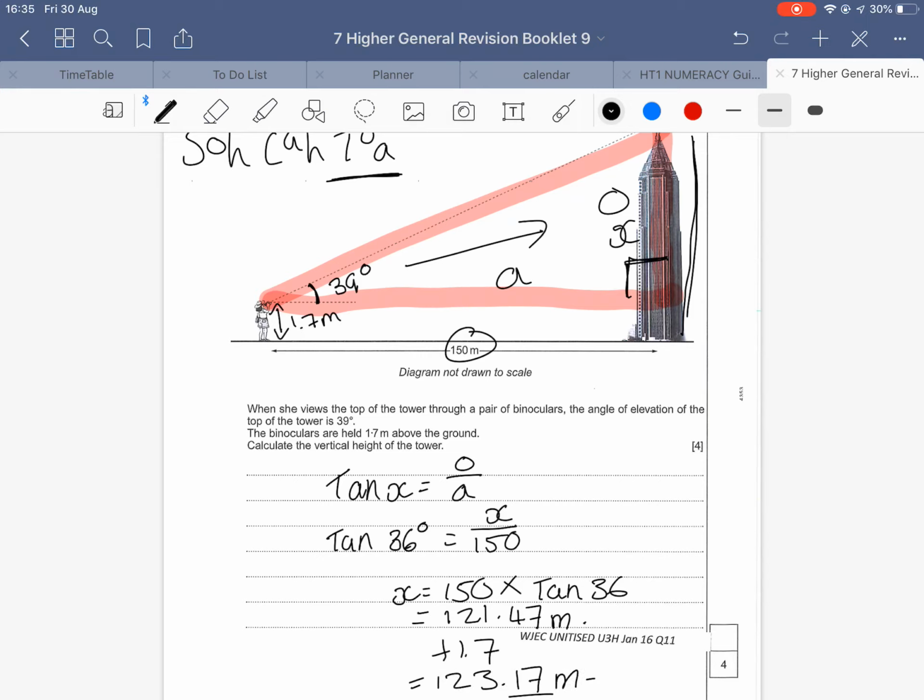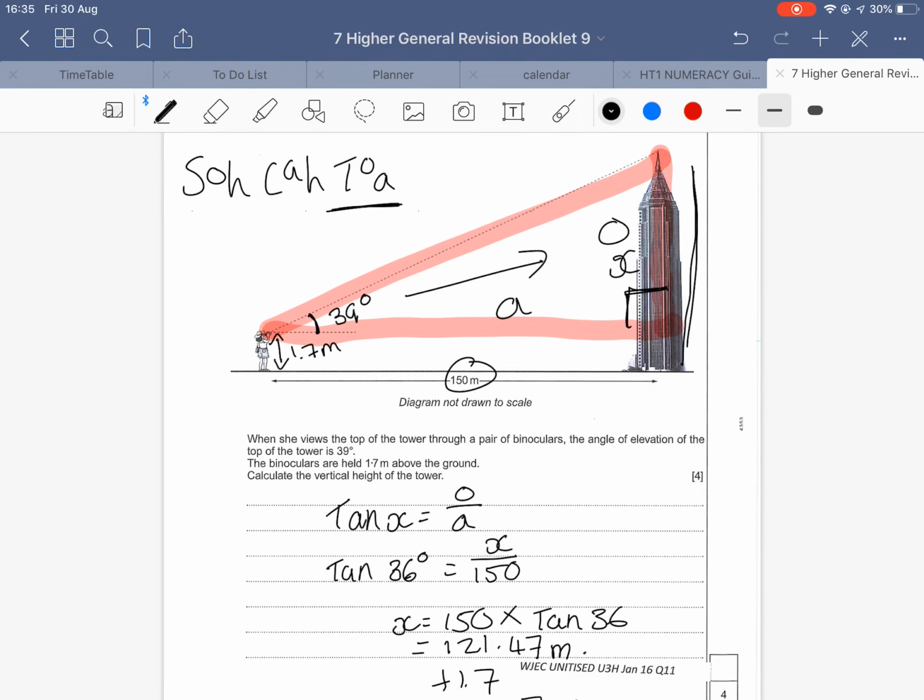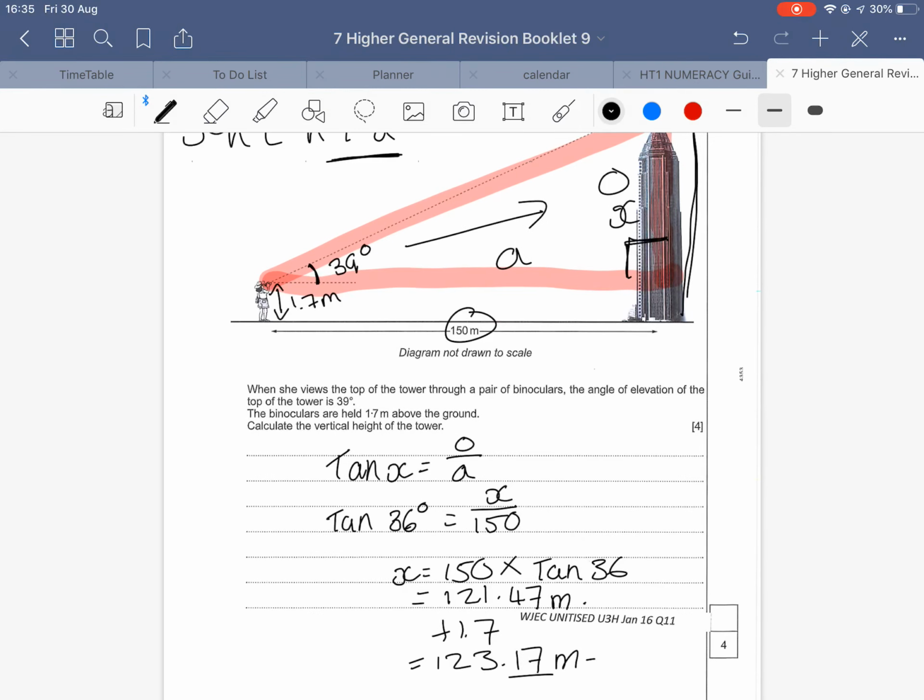So it's 123.17 meters tall. So step 1, label O, A, and H, but only label 2, because otherwise you'll get confused with step 2, which is choosing your ratio, either SOH, CAH, or TOA. Step 3 is to substitute into that ratio. Step 4 is to solve. And then obviously we had an extra step, which was to add 1.7.